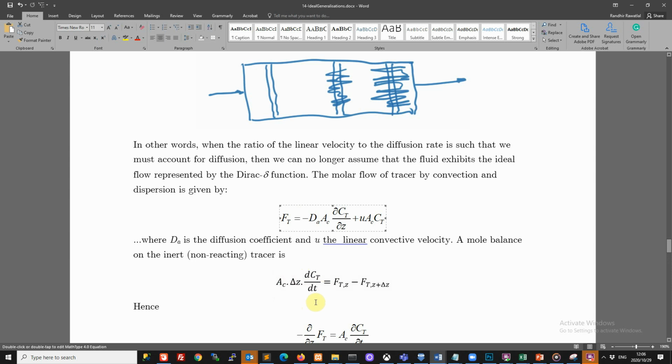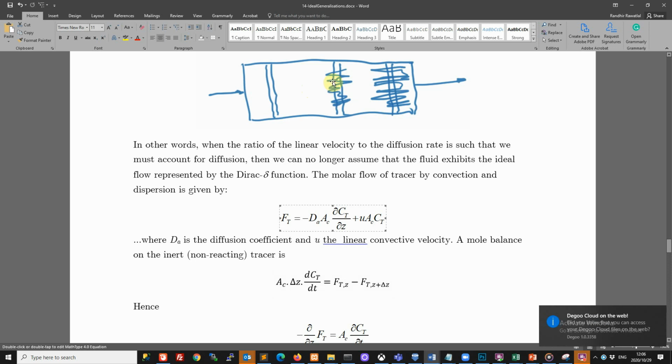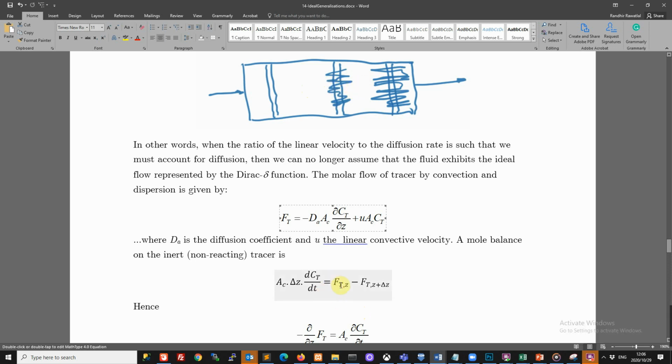So that's one thing we have, and then we can say the flow rate. So we are doing this at some space here, and then the rate of change of moles in there equals the flow into the space minus the flow out of the space. So we can say the flow of tracer at position z, that's what's coming in, and the flow of tracer going out is at z plus delta z. So flow in and flow out.